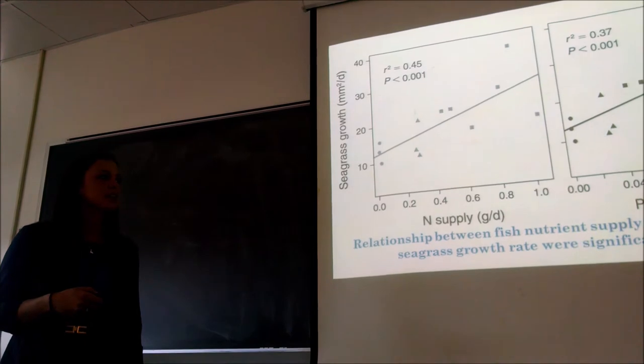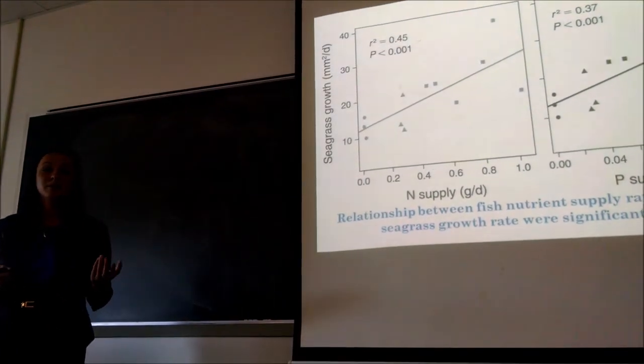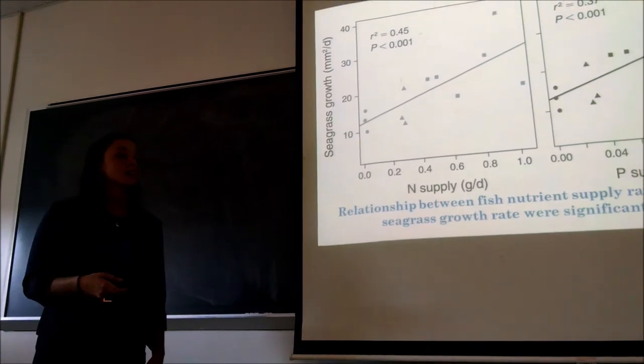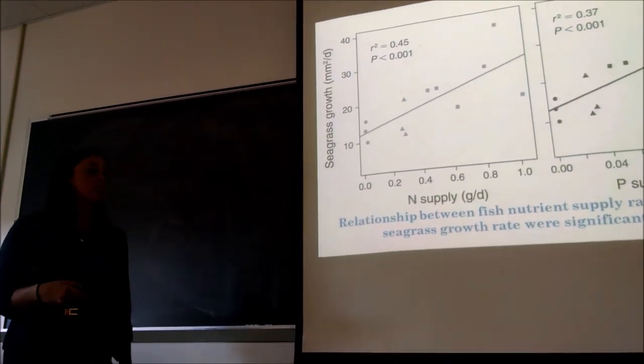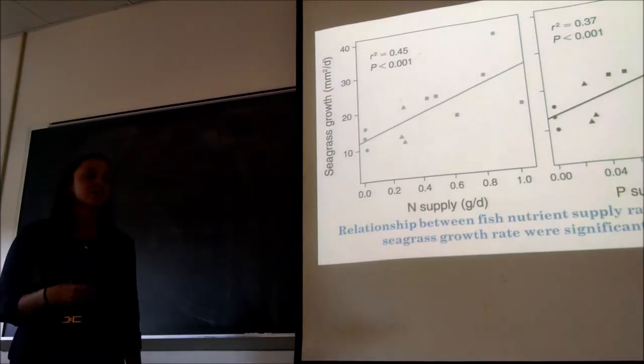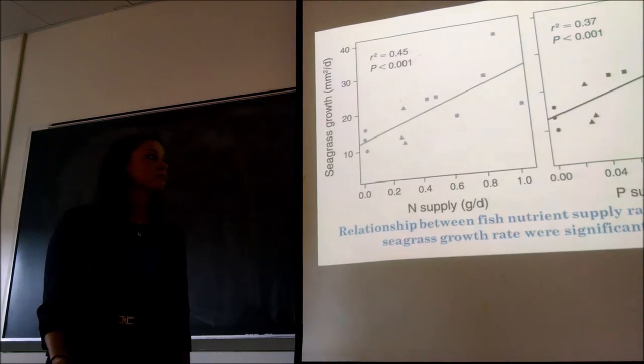The same concept is going on with the phosphorus supply. We have an R-squared value that is relatively low, but our p-value is still suggesting that the relationship does exist. There is a good chance that there's a positive correlation between increased nitrogen and phosphorus supply and seagrass growth.